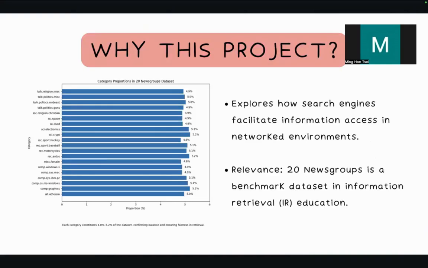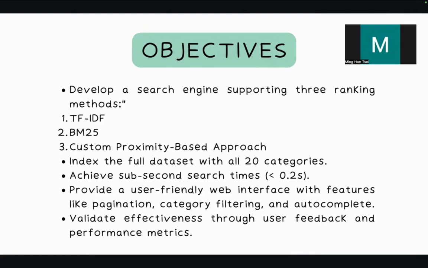First, it aligns perfectly with the course focus on network technologies and social interactions by exploring how search engines facilitate information access in networked environments. The 20 Newsgroups dataset, shown here in this pie chart of category proportions, is a benchmark in information retrieval education, making it an ideal choice for studying search technologies. And this chart shows the distribution of posts across categories, with some, like science medicine, having more posts than others.